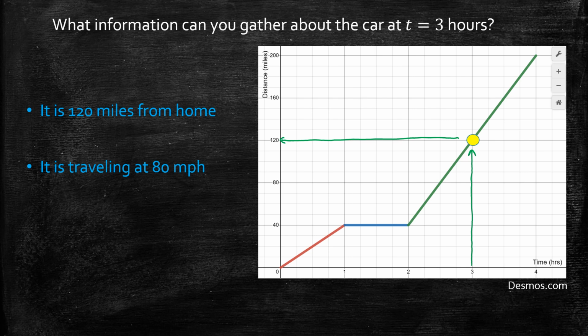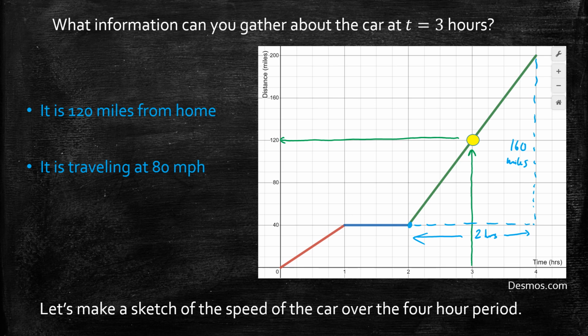Well, if you think about it, at the 2 hour mark, it was 40 miles away from home. And then at the 4-hour mark, it was 200 miles from home. So it traveled a distance of 160 miles. And it did that in a space of 2 hours. So when you divide 160 divided by 2, you realize it's traveling at 80 miles an hour, which is basically finding the slope of that line segment.